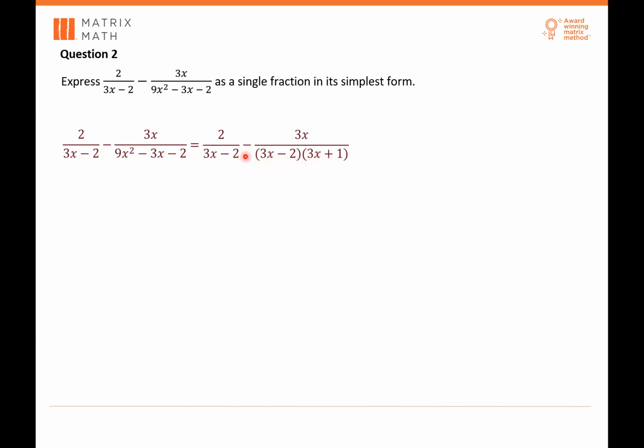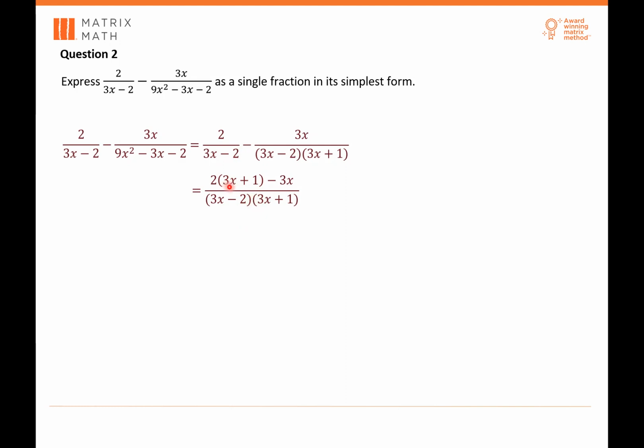Then you see there's a common factor over here, your 3x minus 2. So you will change this to make it the same denominator as the first one. You must multiply this by 3x plus 1. When you multiply this numerator by 3x plus 1, you can combine them into the same denominator, into a single fraction. So 2 times your 3x plus 1 minus your 3x, over your 3x minus 2, 3x plus 1.